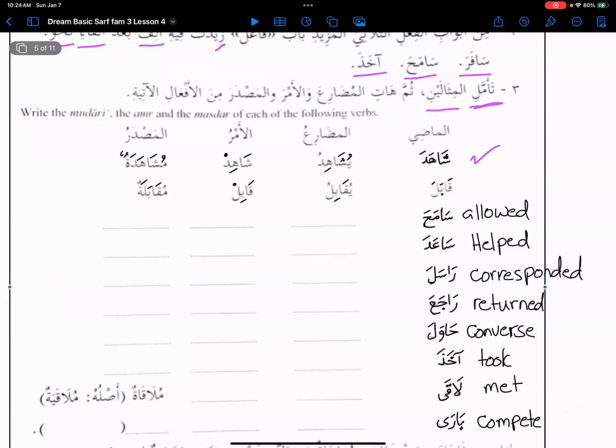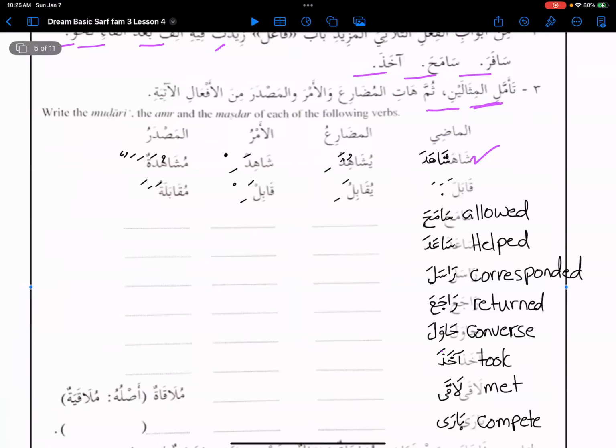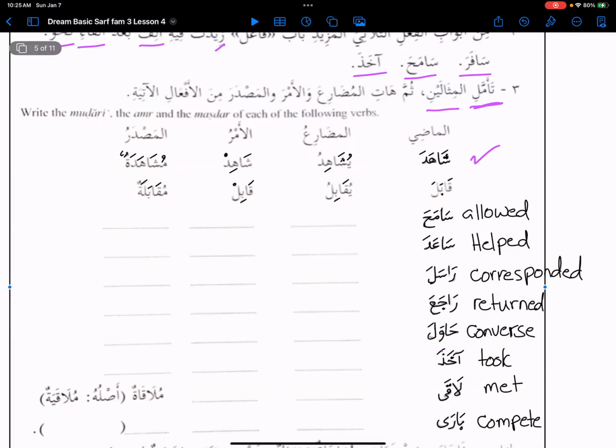Yeah, so shahada, yushahidu, and then amar is shahid, and masdar is mushahada. We say mushahida, but actually it should be mushahada, right? Even in Urdu, we are not speaking it properly. And what is shahada mean over here? He witnessed. Madi. And mushahada is basically observation.